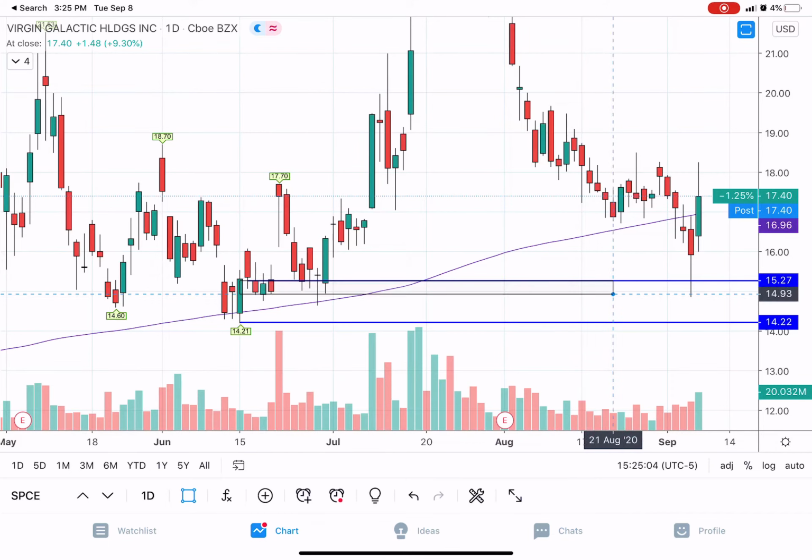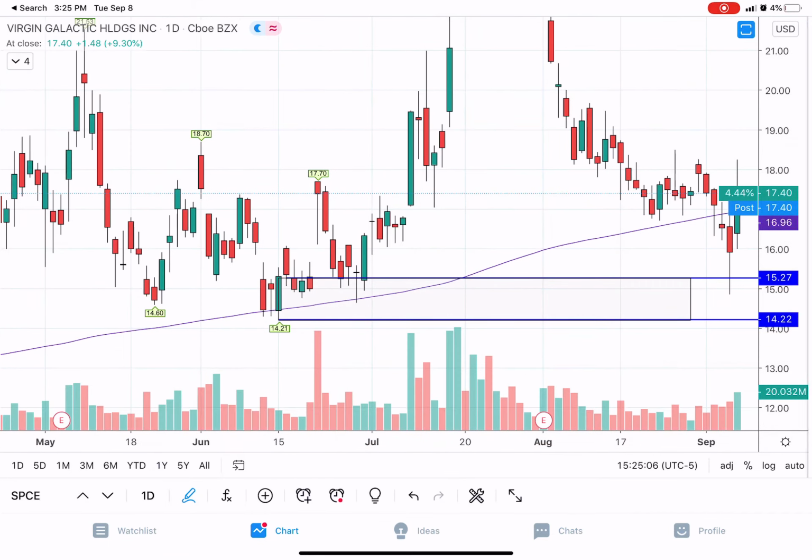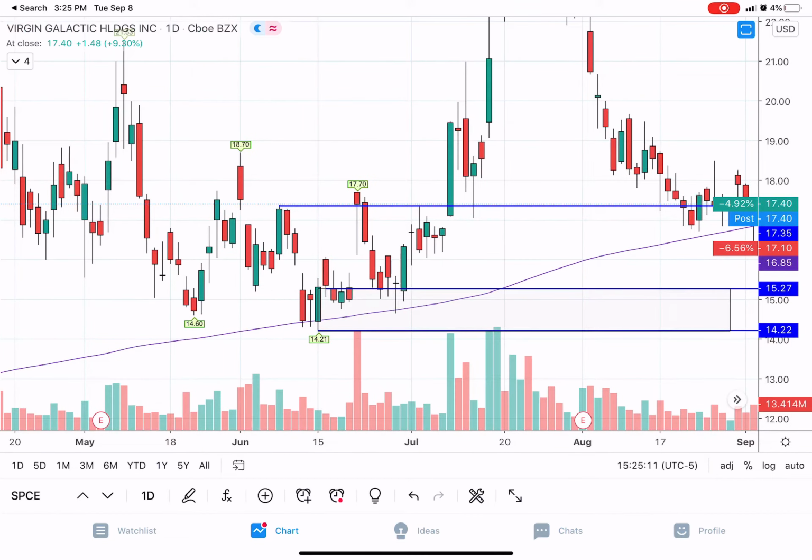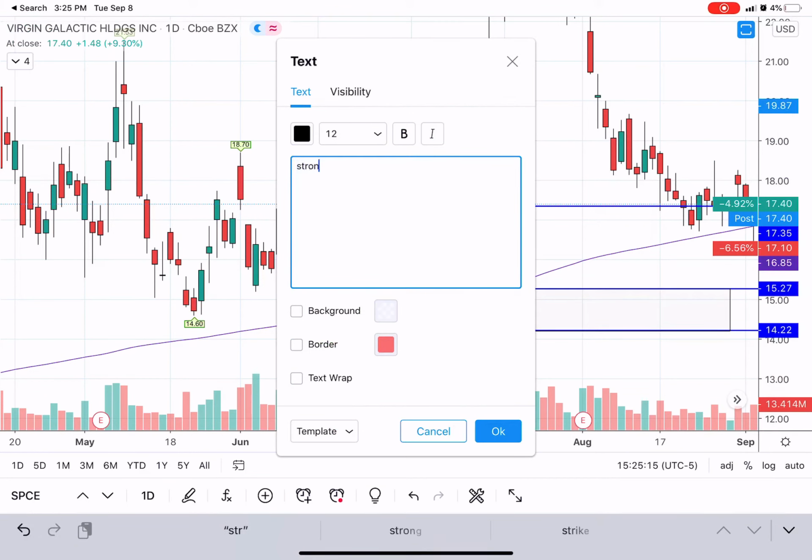These are buyers. This is a valid level. Why? Because it took out a minor pivot high. We made a higher high. This is also a strong level. Strong imbalances equal levels that take out highs and lows.